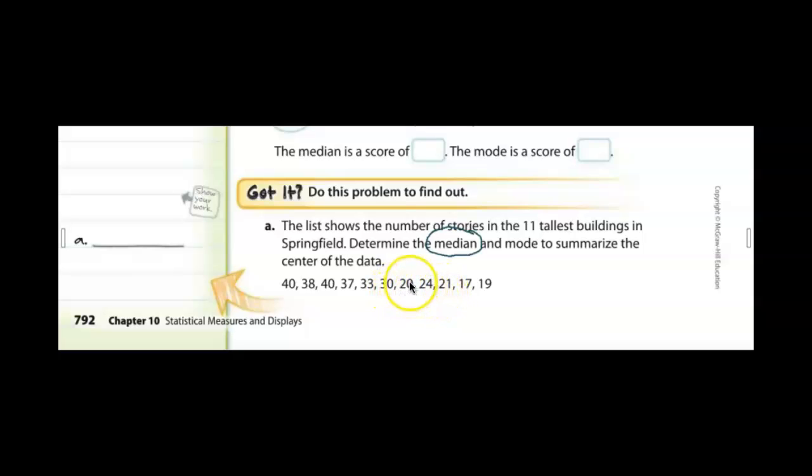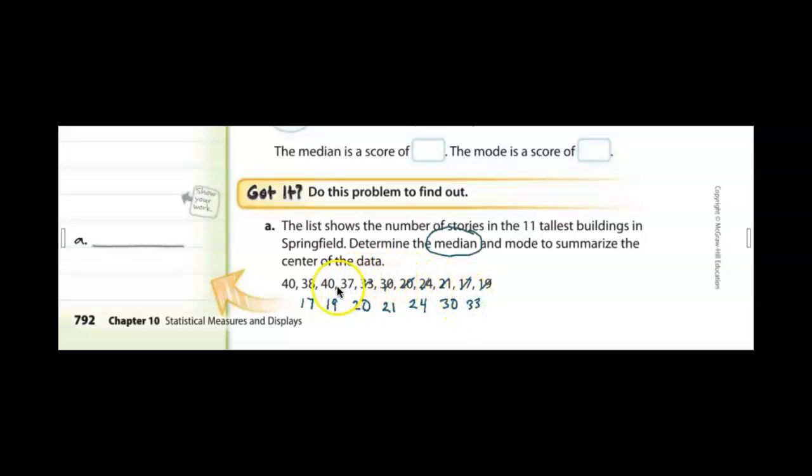So looking at this list, looks like 17 is the smallest. So I'm going to go ahead and write 17. And I'm going to cross things out as I go. 19 will go next. Then 20. What is the next number that should be on the list? Go ahead and answer that for me, please. You're right. That's going to be 21. And then 24. Then 30. What should be next? That's correct, 33.